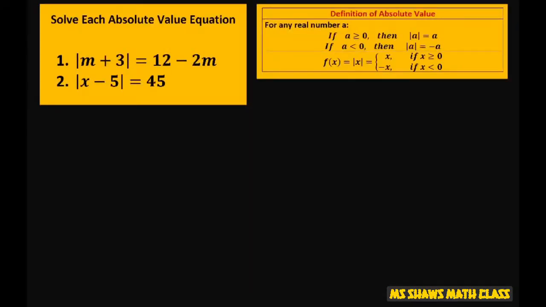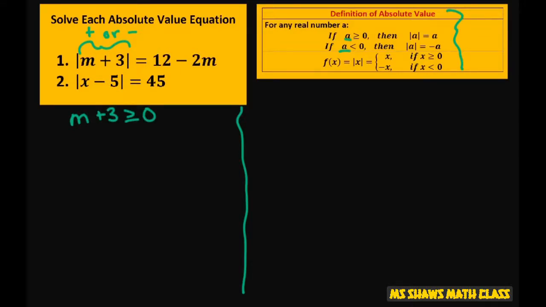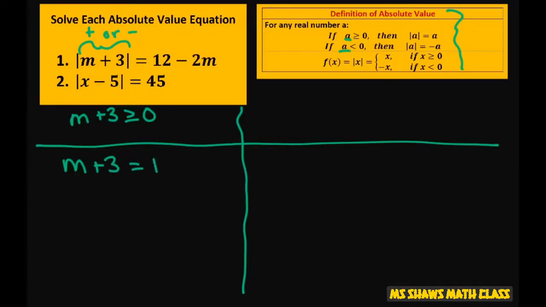So for the first one, and this is your definition of absolute value. Basically what we do is look at this inside here. That's your A part, and see if it's positive. And we have to also check in case it's negative, because you can have two solutions. So if m+3 is greater than or equal to 0, positive or 0, then all we have to do is write this out. We're going to write m+3 equals 12 minus 2m.